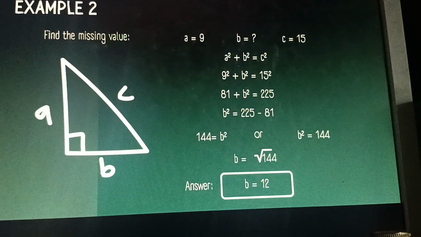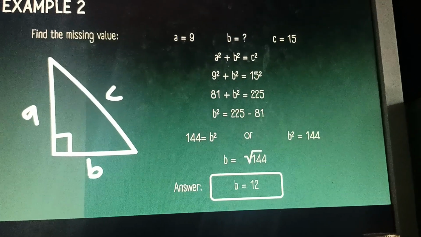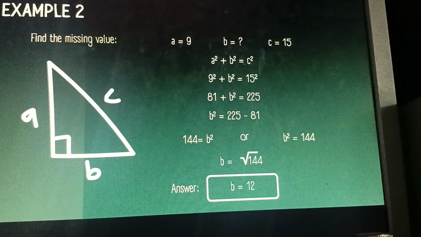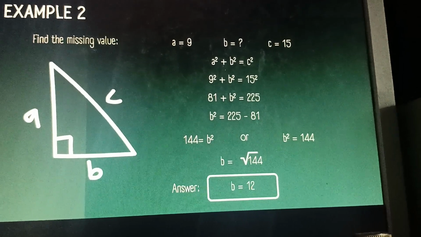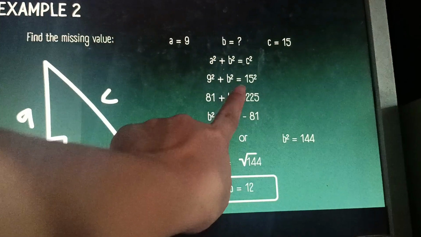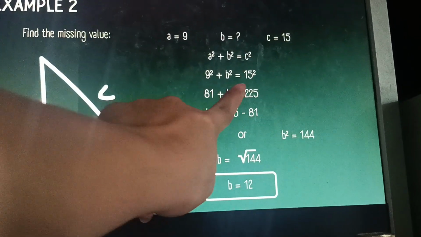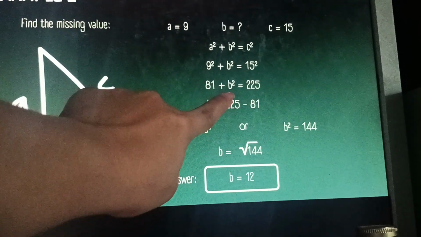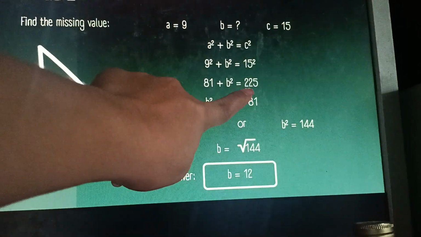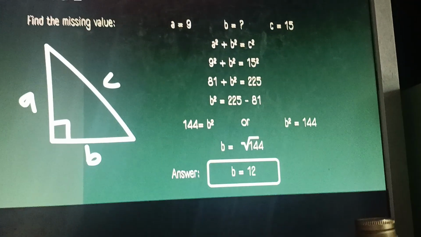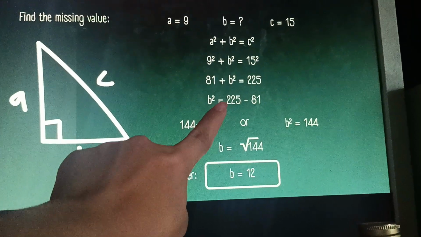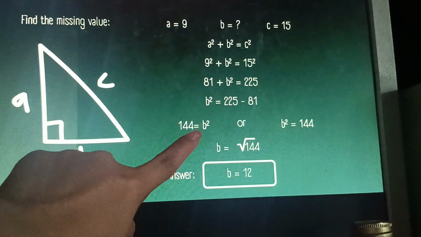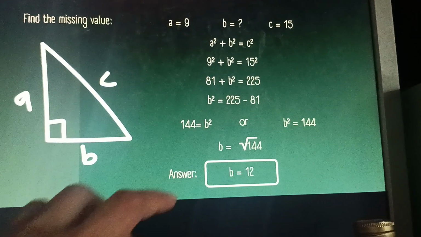Okay, next. If the missing is b, and the given is 9, and also the hypotenuse is 15. Let's substitute the values. 9 squared plus b squared, which is the missing one, is equal to 15 squared. 9 squared is 81, plus b squared, just copy the unknown, is equal to 225, the square of 15. So b squared is equal to 225 minus 81. 225 minus 81 is 144, which is equal to b squared.